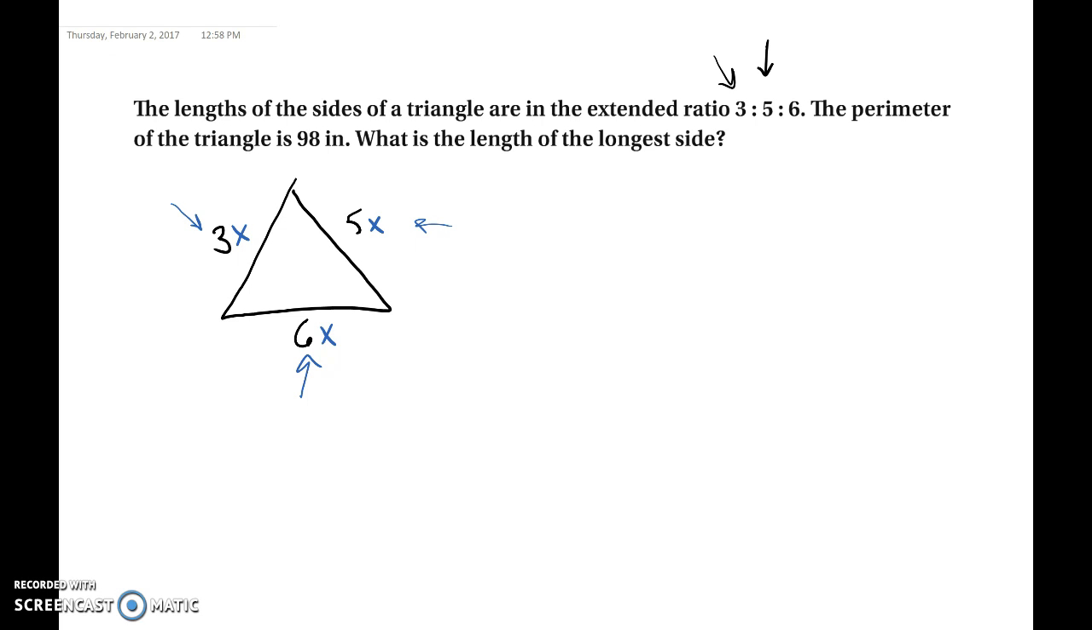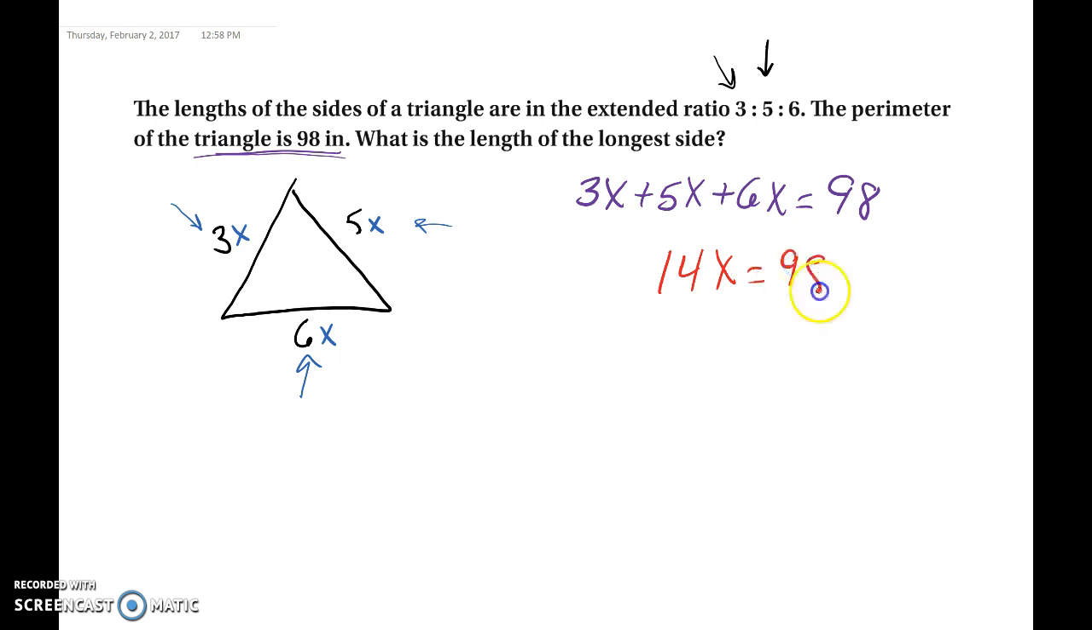All right, and remember, the perimeter of a triangle is where you add up all the sides. So I know 3x plus 5x plus 6x is equal to 98, because that's the perimeter of the triangle, and when I'm solving for the perimeter, I add up all the sides. So 3x plus 5x is 8x, 8x plus 6x is 14x, is equal to 98. And then you divide each side by 14. So x is then equal to 7.